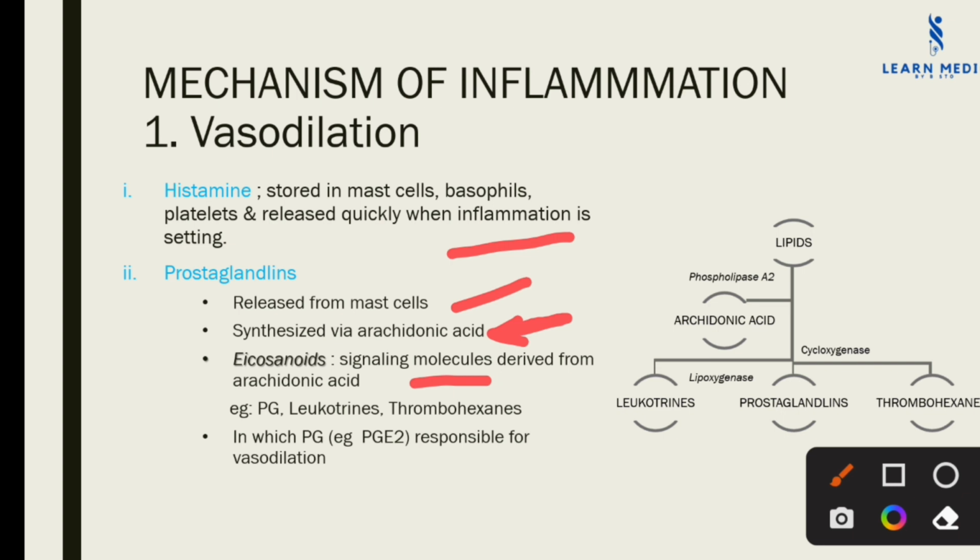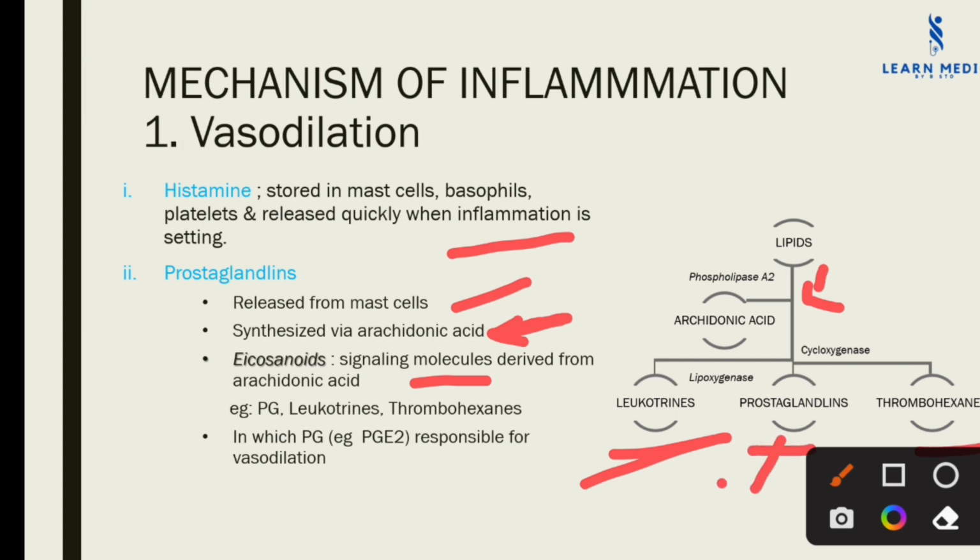First of all, lipids. From the lipids, with the help of phospholipase A2, arachidonic acid is formed. From the arachidonic acid, three eicosanoids are formed. With the help of lipoxygenase enzymes, leukotrienes are formed. With the help of cyclooxygenase, prostaglandins and thromboxanes are formed.